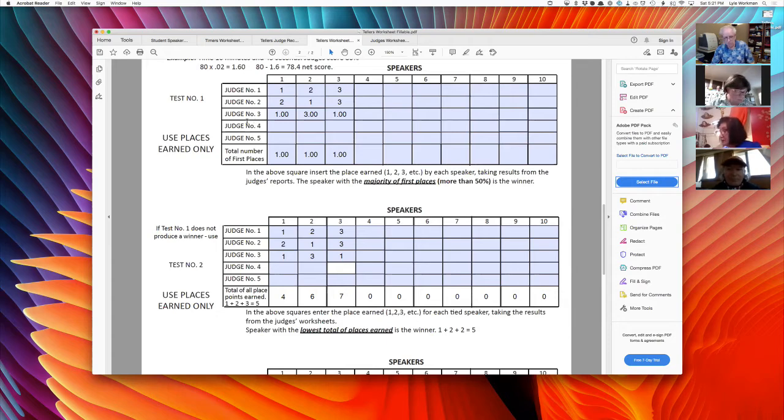Let's see. This is way too complicated. Do you have the papers? Well, I'm looking at which one. I can't see what you're looking at. Tell me what it says at the top. I have the timer worksheet, and I have the teller's worksheet second in my paper.